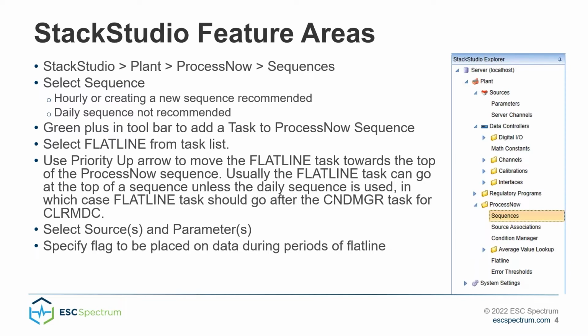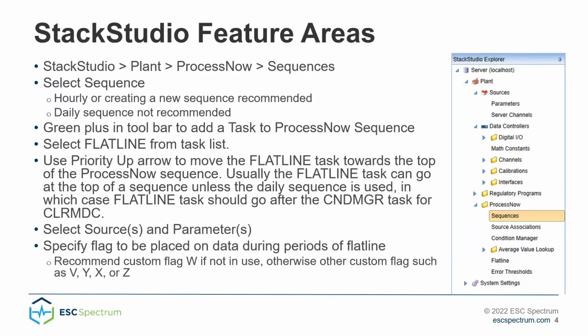So whenever a flatline period is detected, your data stops changing, then there is a data controller flag that will be assigned to that data. And we recommend using custom flags for this, the custom flag W if not in use. Otherwise, any other custom flag that's not in use, such as V, Y, X, or Z, will be most useful.